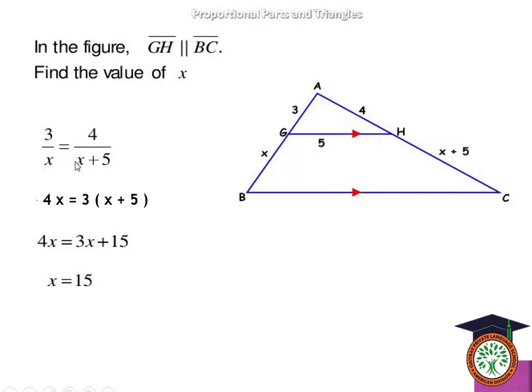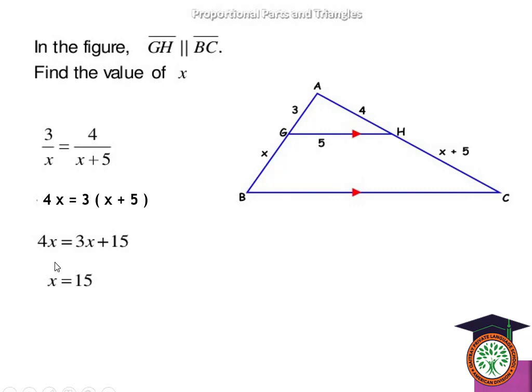How? By using cross multiplication. So here I will make cross multiplication to this proportional to find the value of x. So 4 times x equals 4x, and 3 times x plus 5. 3, of course I will open bracket, x plus 5.